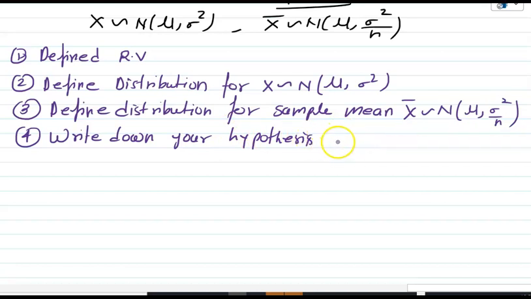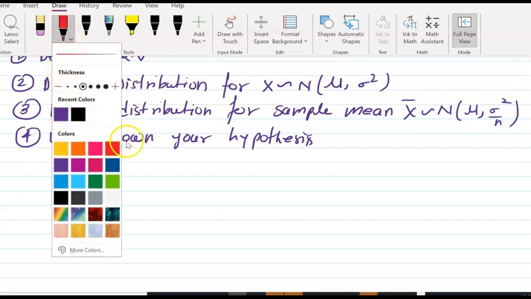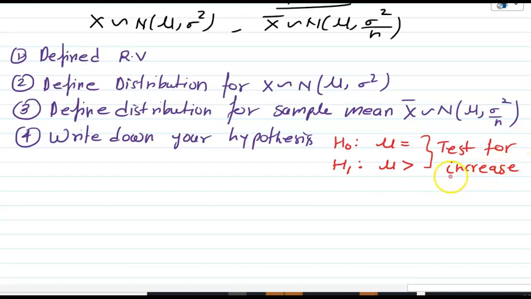You are going to write down the hypothesis in terms of the null hypothesis and the alternative hypothesis, H0 and H1. We are dealing with the mean, so we can write mu will be something, or mu can be greater than something. If mu is greater, then we are going to test for increase. If you see the word increase, it means it is a one tail test, towards the top end, because there is a greater than sign.